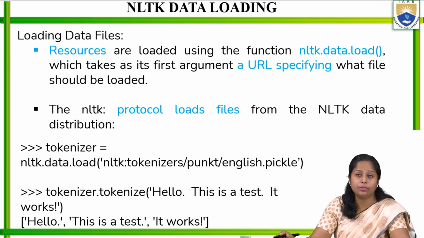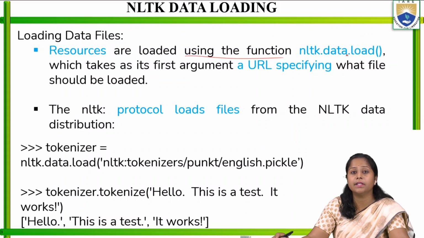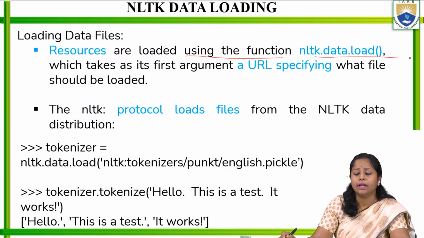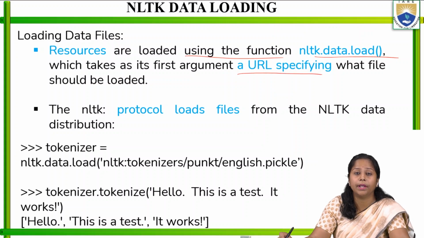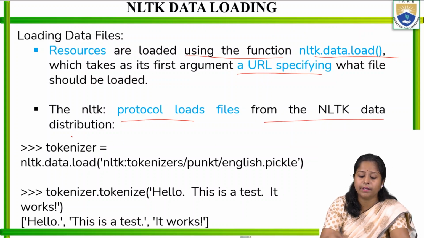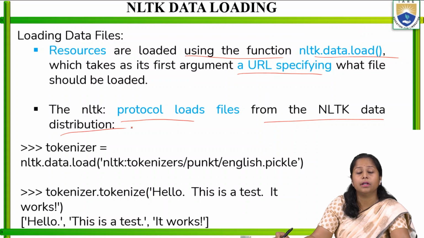Now, if I need to download the NLTK data, how to load those files? First I need to load the data files. Resources are loaded using the nltk.data.load function, which takes as its first argument a URL specifying what files should be loaded. In the next line, the NLTK protocol loads files from the NLTK data distribution. So how to call those?